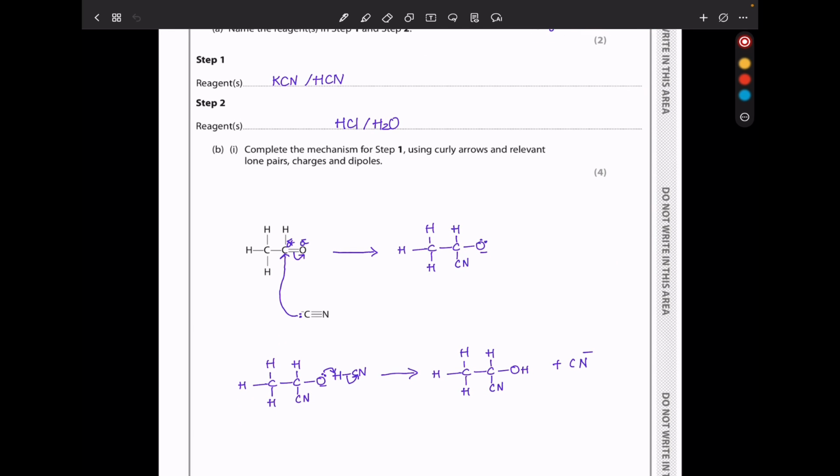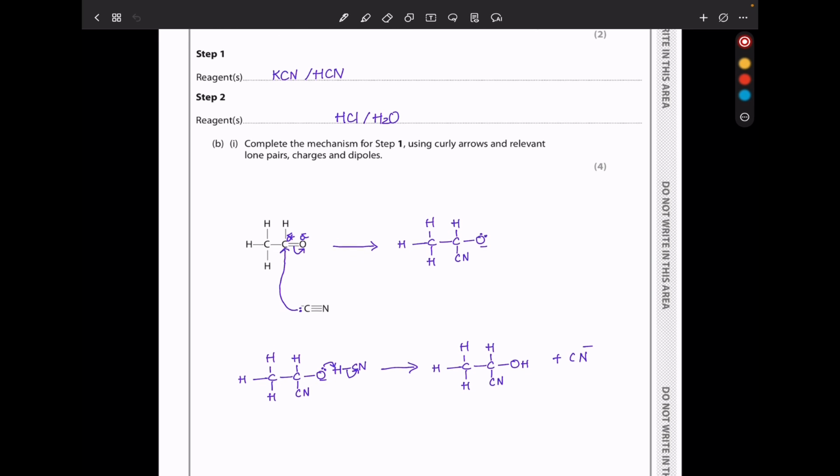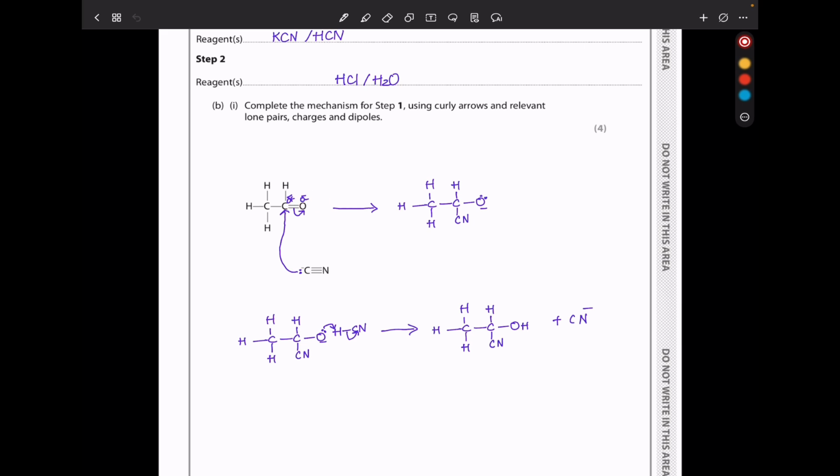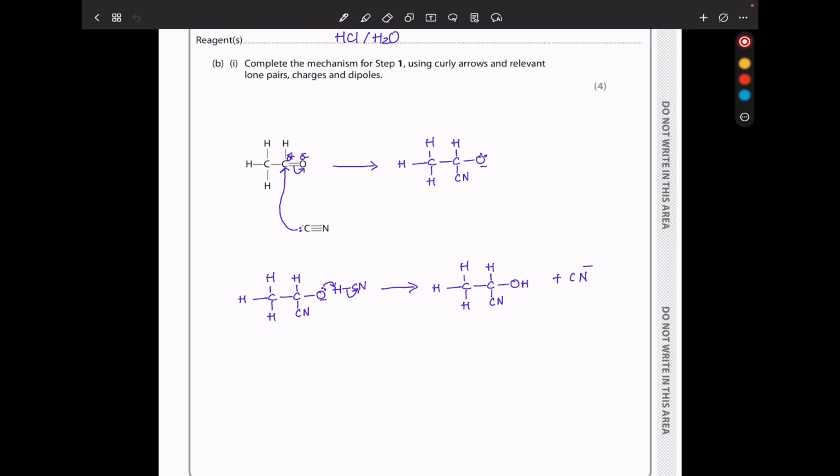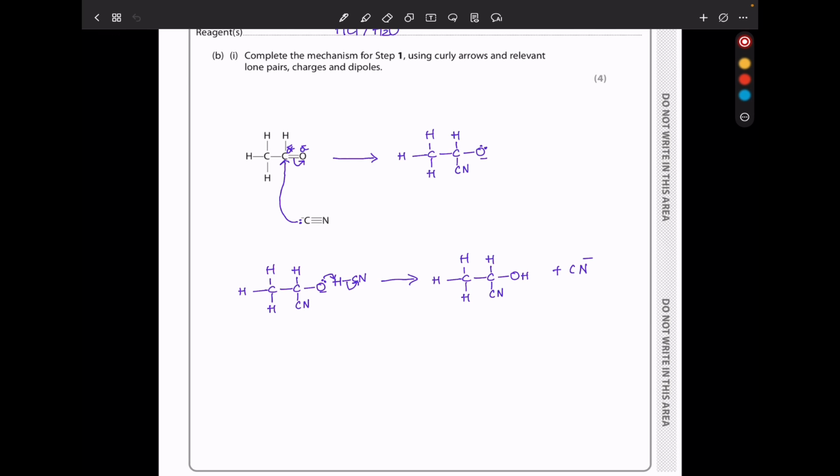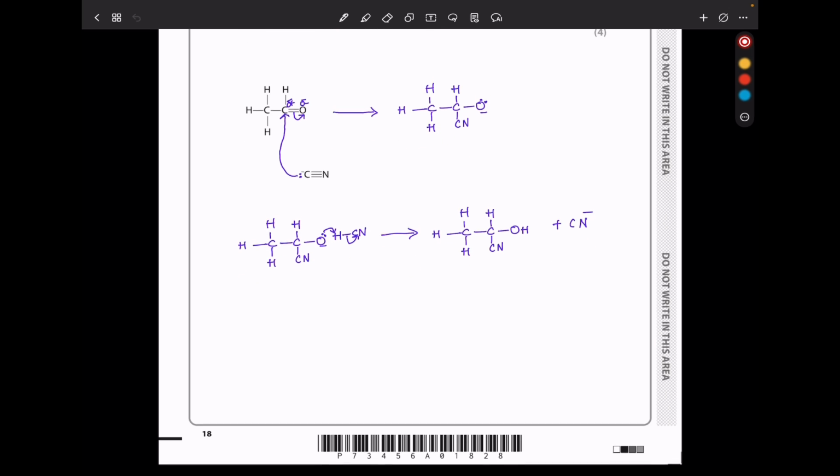Then they say complete the mechanism for step 1 using curly arrows and relevant lone pairs, charges, and dipoles. Here we begin by positioning the partial charges, and then a lone pair from the carbon in the CN- is going to be donated to the partially positive carbon, and that bond is going to break, creating a negative charge on the oxygen as the CN attaches onto that carbon. Then in the next step, the HCN comes in, and the lone pair on oxygen is going to be donated to the hydrogen. As that bond breaks away, it creates this hydroxynitrile and the CN-.